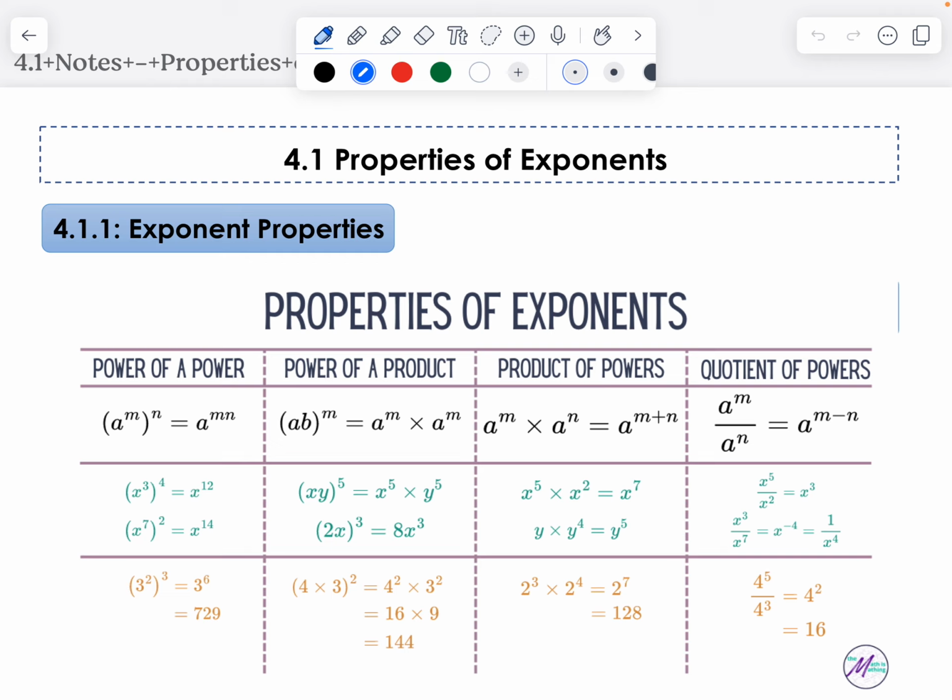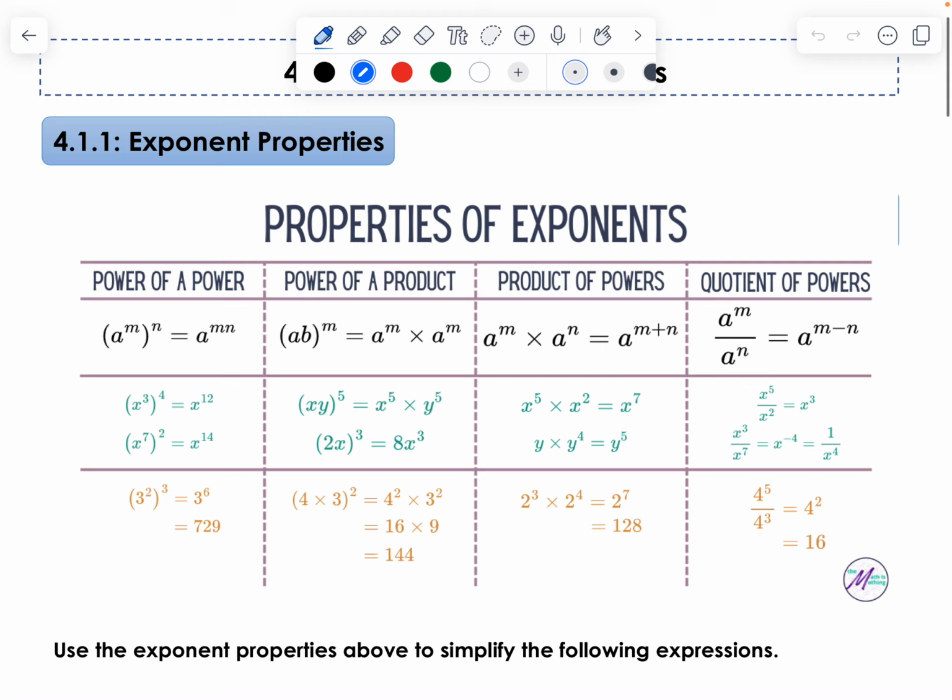Luckily this is somewhat of a review. This section, we're going to spend just today and tomorrow working on properties of exponents. And so here I've got the four main properties that we'll use: power of a power, power of a product, product of powers, and quotient of powers. And really, what does that mean?